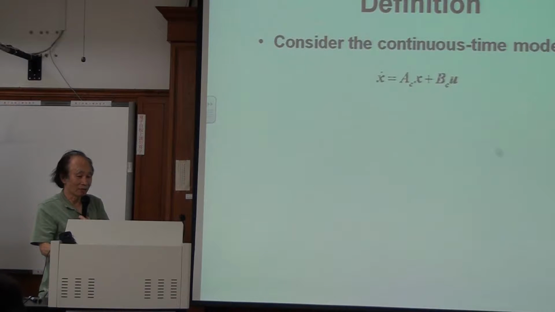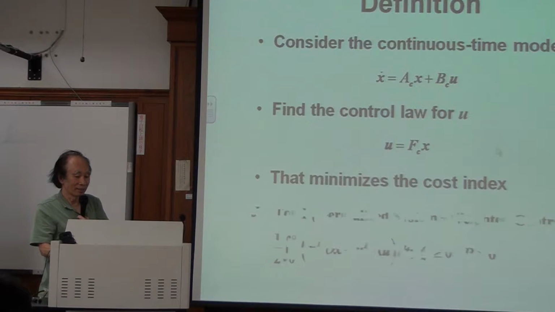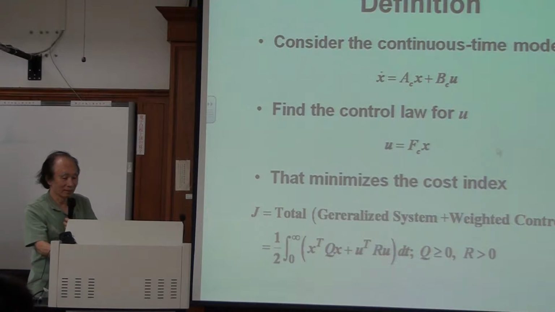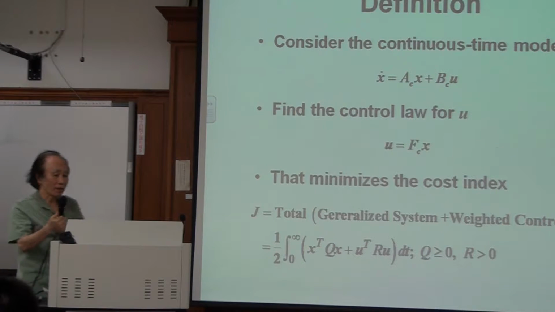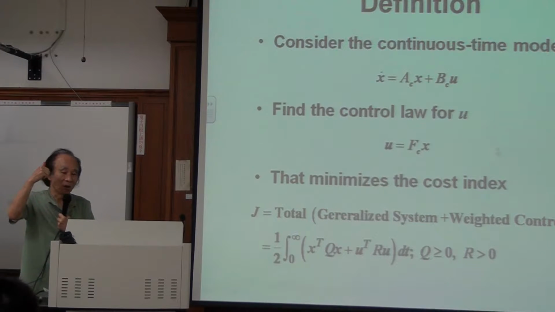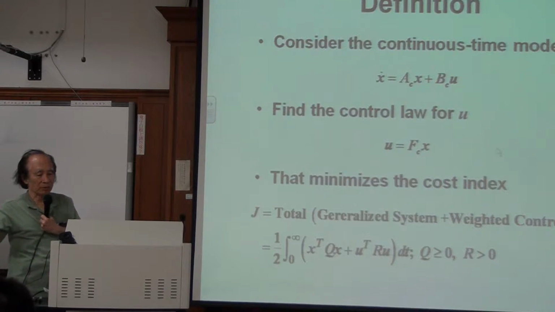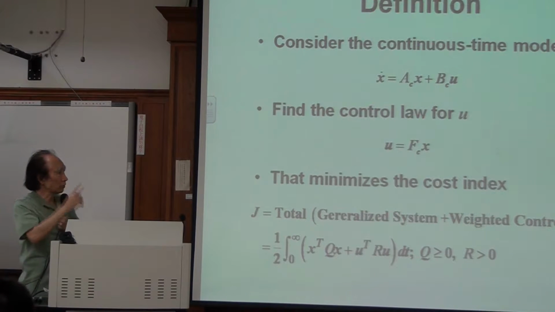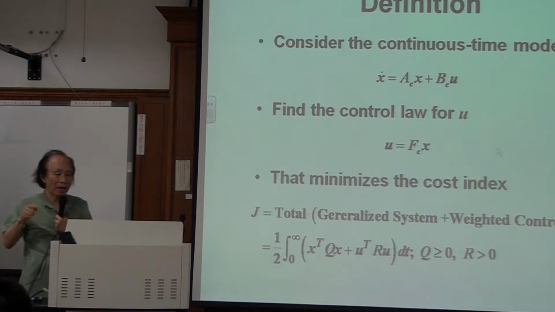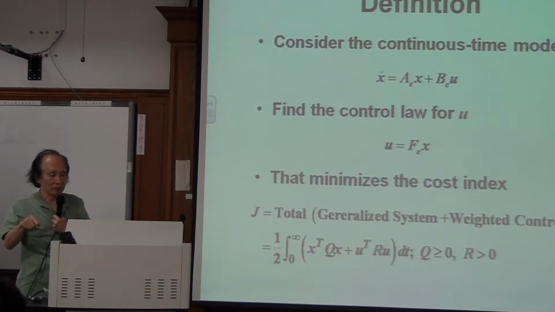But I just showed you the definition. What is the optimal control? The optimal control means, given a system x dot equals ACX plus BCU, with the state feedback U equal to FCX. X is the state feedback.